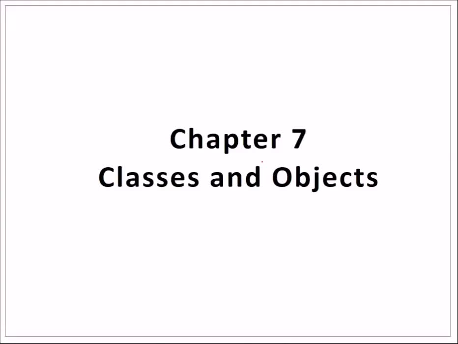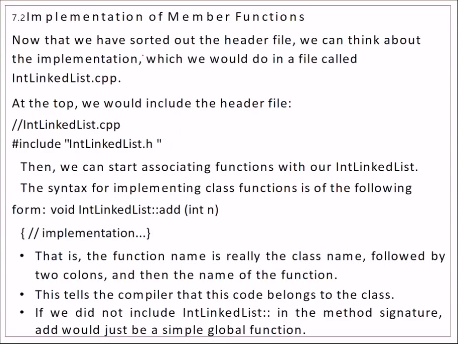So let us extend our classes and objects discussion. We discussed these classes and the contents of a class. As we have seen the header file, .h, we can now talk about the implementation, .cpp, which we will do in a file called CPP. At the top, we have to include this int linked list.h in the CPP. Then we can proceed with associating functions with our int linked list.